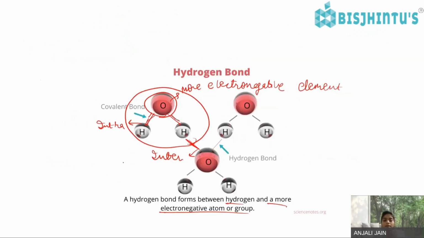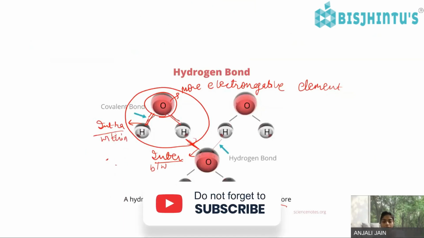Then hydrogen bond can be intermolecular or intramolecular, within the molecule or between two molecules. This is between and this is within. A hydrogen bond is formed between hydrogen and a more electronegative atom or a group.